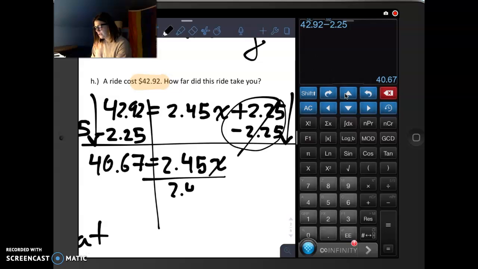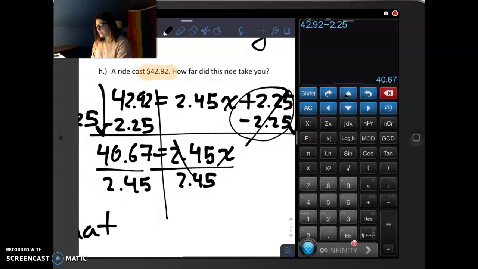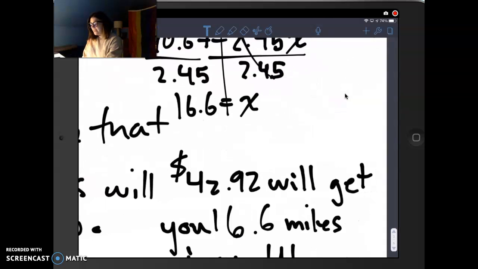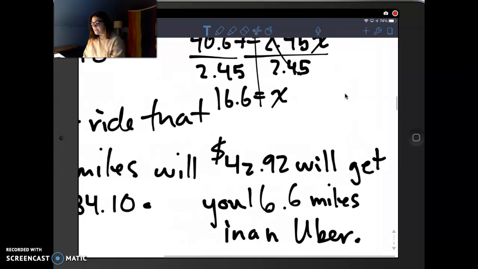To get rid of that 2.45, we divide. Hey, that rhymed. And here we go. So we're just dividing that answer by 2.45. Again, lots of mistakes today, but when you divide, you get 16.6, so $42.92 will get you 16.6 miles in an Uber.